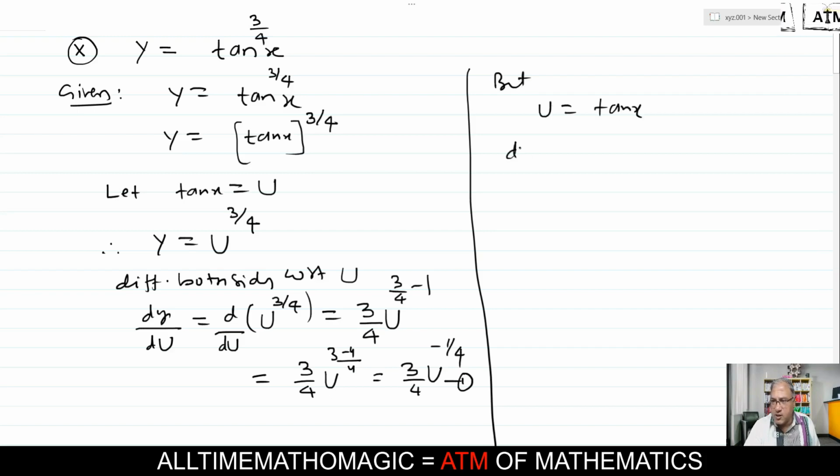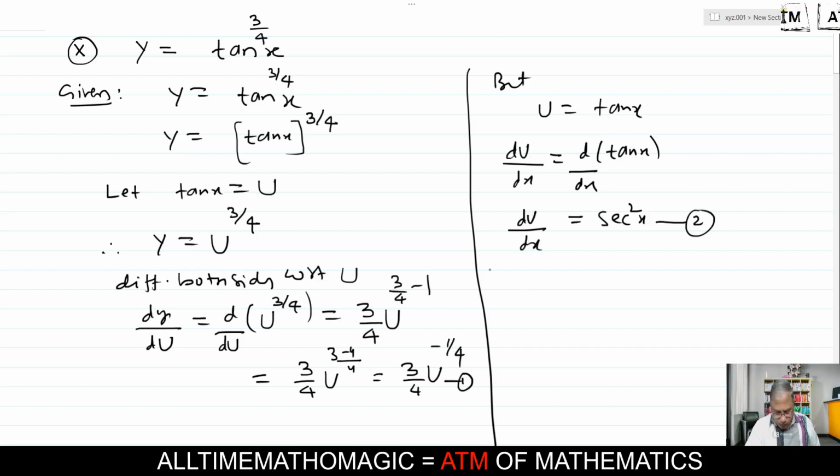Steps are not changing, steps are the same. du by dx equals the derivative of tan x with respect to x. The derivative of tan x is nothing but sec square x. So du by dx equals sec square x. Let us call it equation number 2.